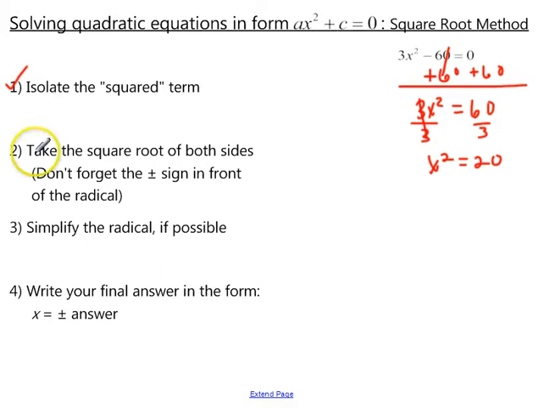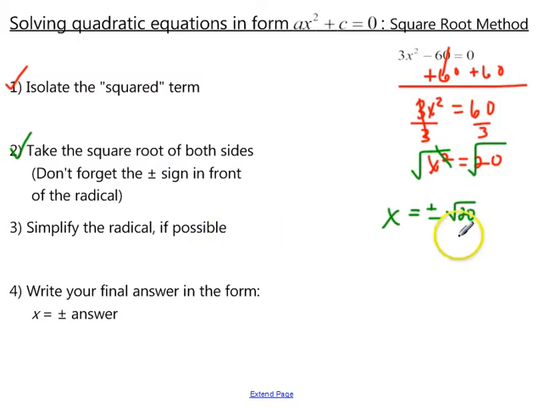And then step 2, take the square root of both sides. And don't forget the plus or minus sign in front of the radical. When we take the square root of both sides, the square root and the squared are going to cancel out, so on the left side we're just left with x. On the right side, we're taking the square root of 20, so we need to put that plus or minus sign because we know that we have two possible answers whenever we take the square root of a number. Done with step 2. Now on to step 3.